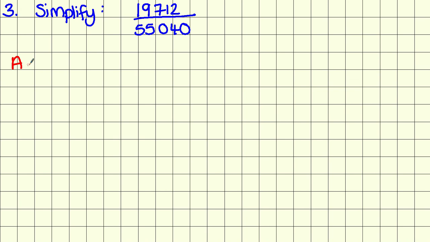Okay, so number 3, simplify. Got a fraction, so 19,712 over 55,040. So this question's asked a slightly different way. So yeah, you could get a calculator and just start simplifying this. But what I'm looking to do is to get the greatest common divisor, so I can divide that on the top and divide that on the bottom. It's basically asking for your Euclidean algorithm.